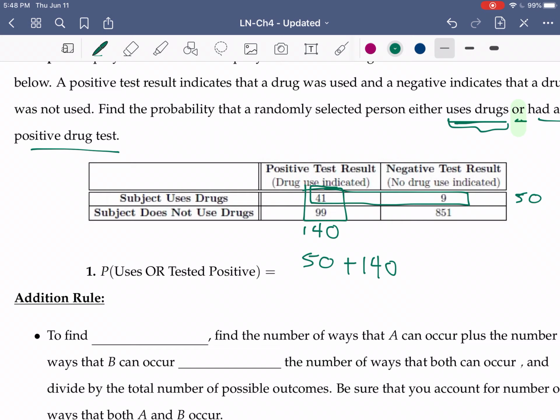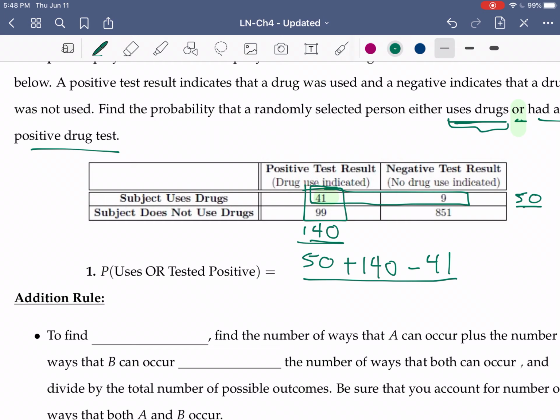However, you'll notice that 41 right there, we actually counted that number twice. We used that number as we were getting this value of 50, and we also used that number as we got the value 140. So we don't want to double count anyone, so we subtract it out. So we take 50 plus 140, minus 41, over the total number of people.